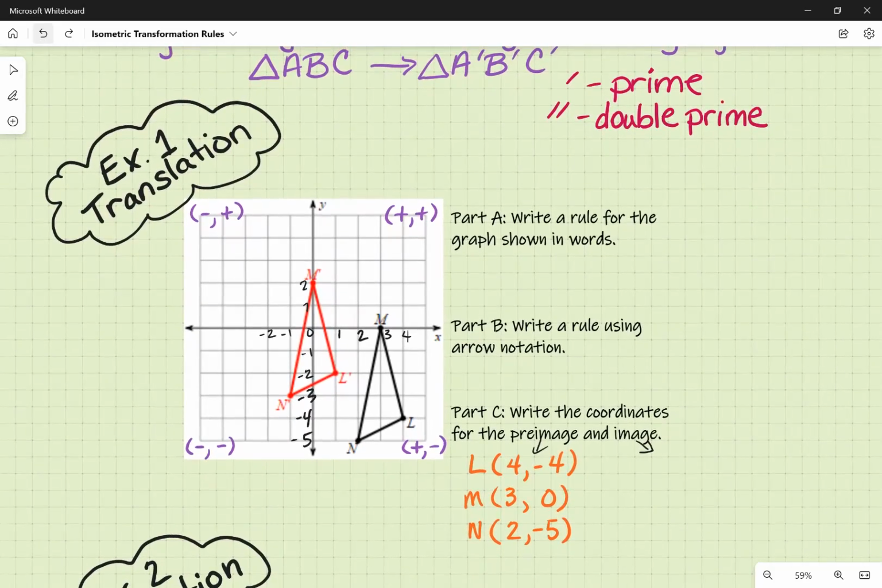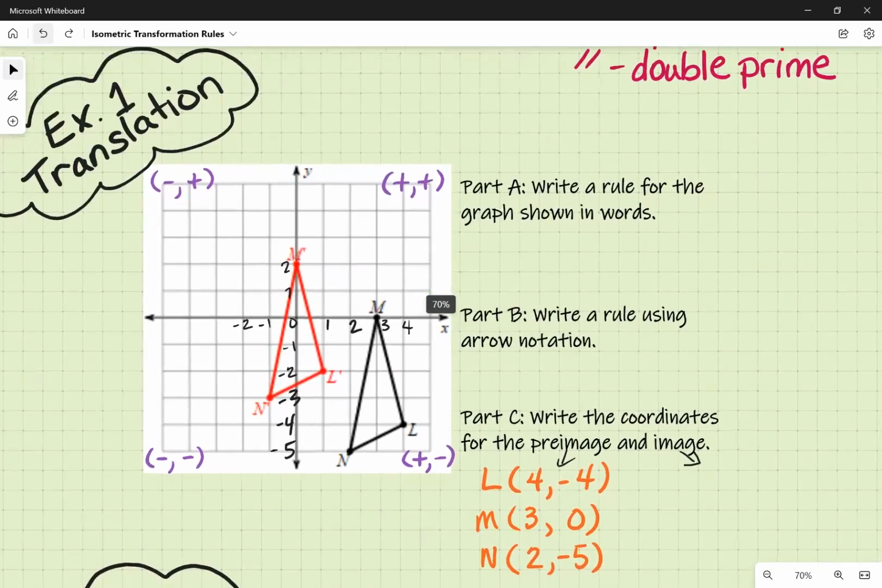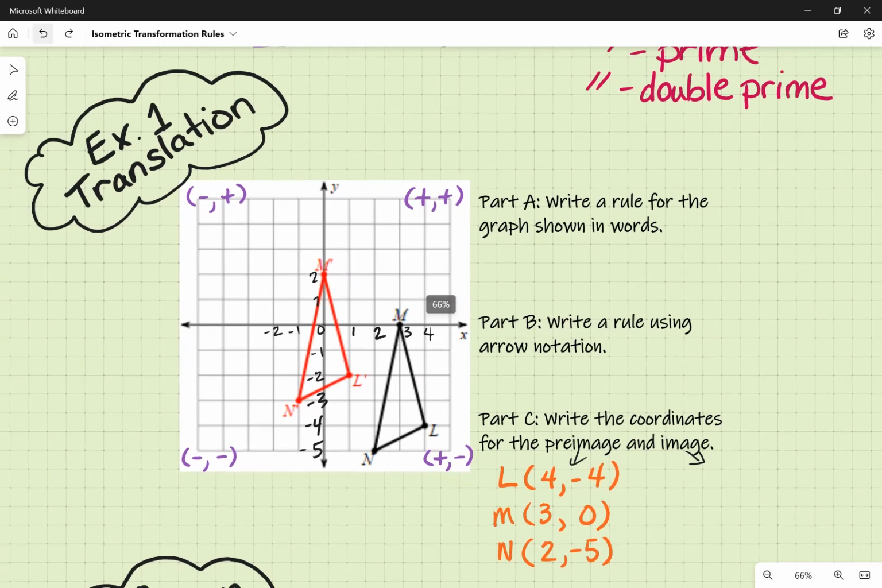For example 1, and you won't always know exactly what transformation it is, but I'm going to specifically tell you in each example which one you're working with until you become a little bit more familiar with it. So example 1, we're talking about translations. In part A, it asked me to write a rule for the graph shown in words. So again, this is an instance where I would need to know which one was my original, so I'll know how to write my rule. Well, I know I'm going to be translating, so I'm just going to put translation. And then I just have to figure out which direction I'm going.